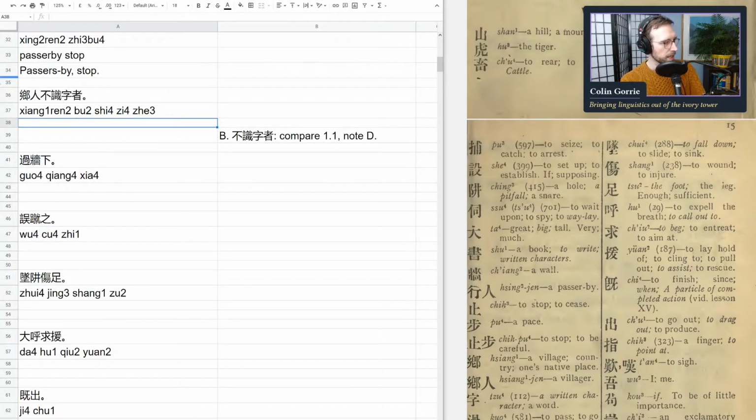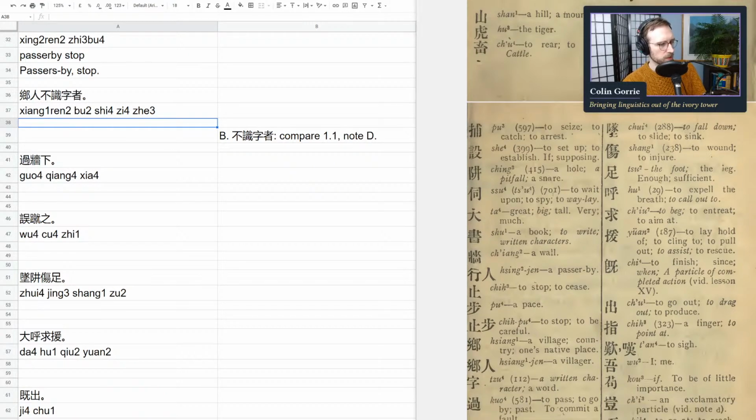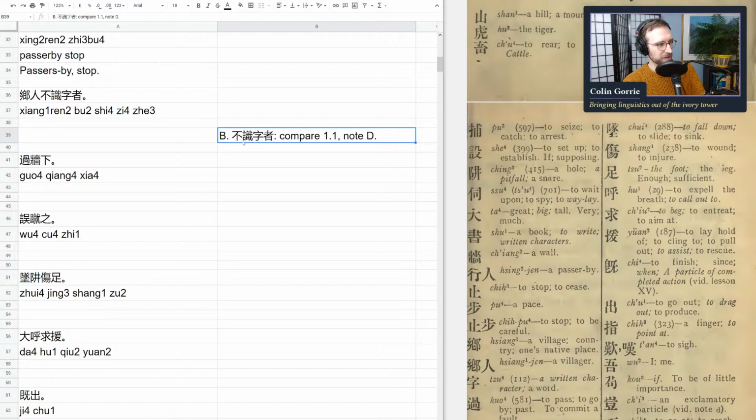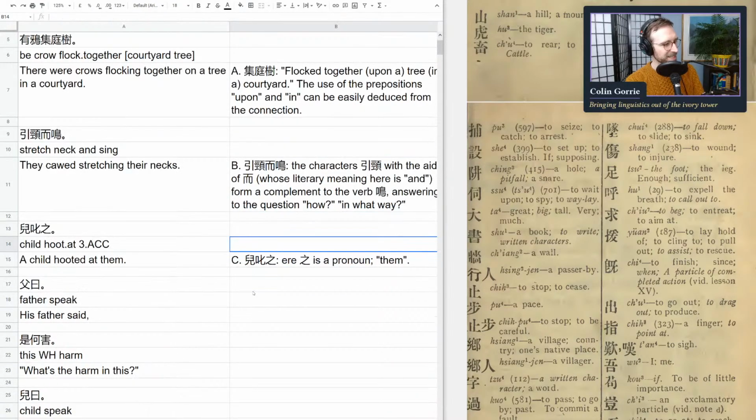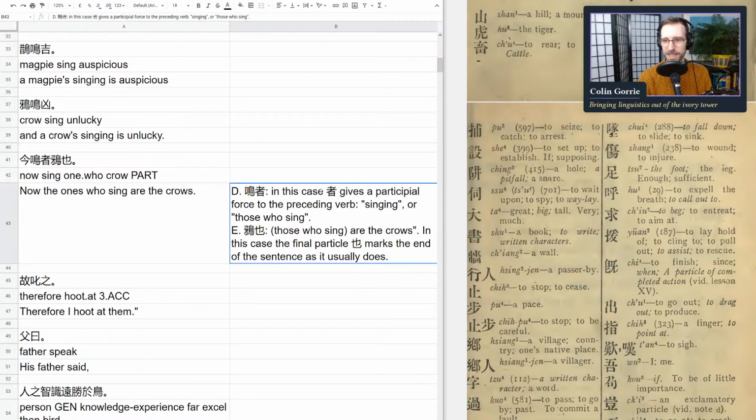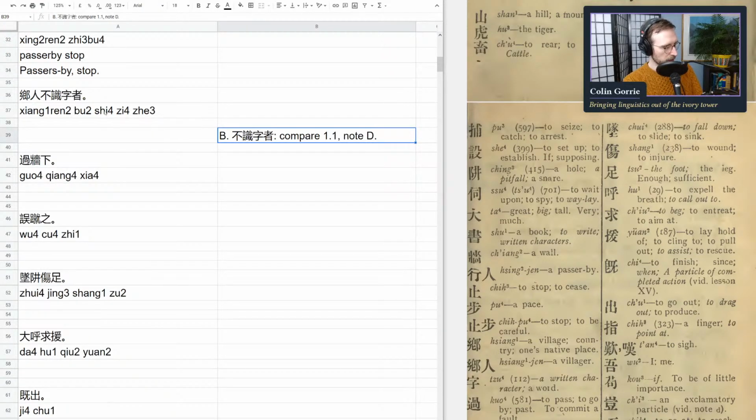What's next? 乡人不是智者. Okay. So we have a nice little grammatical note here for us. So this part, 不是智者, it's telling us to compare lesson 1.1 note D. And let's do that. And I have so helpfully added these notes into the earlier lessons. So we can find, in this case, 着 gives a participial force to the preceding verb. So it seems to give us an action or an agentive kind of nominalization flavor. So let's see what we've got here.